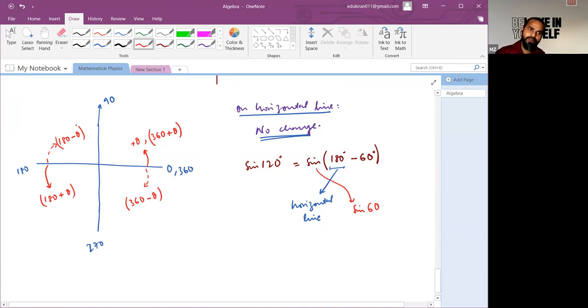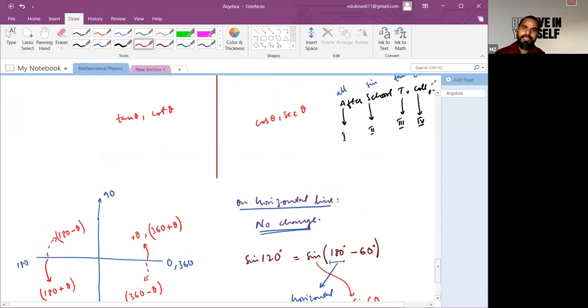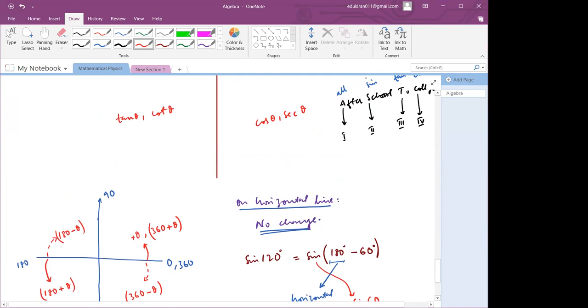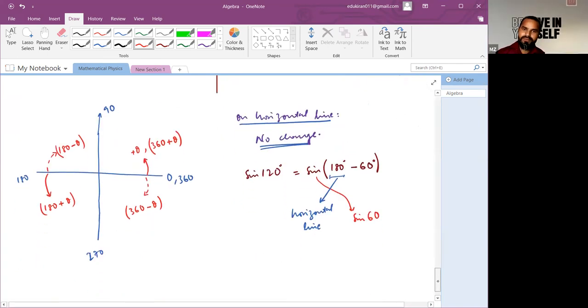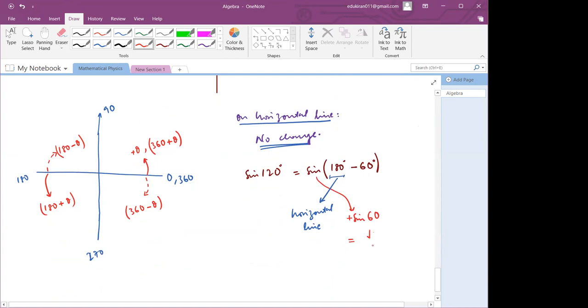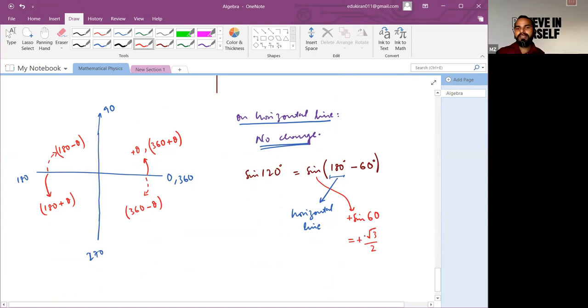It will lie in second quadrant. And as we know from this section, in second quadrant, sine theta would be positive. So from here we can conclude for this part, it would be positive of sine 60 degree. Now sine of 60 degree is equal to root 3 by 2. So we can write plus of root 3 by 2. So this will be the value for sine of 120 degree. Is it clear to everyone how I have got this result?